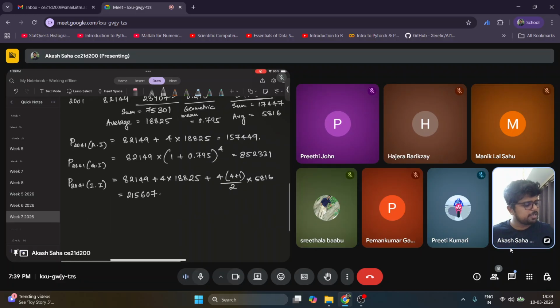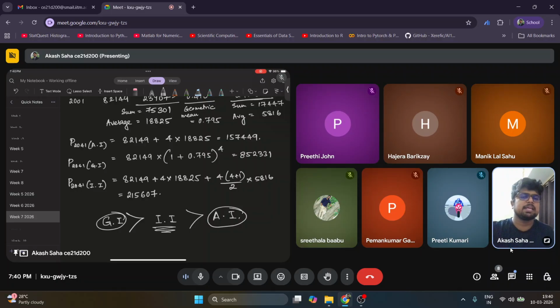Okay. So with the same data, you can predict the population in three different ways. So here you can see the value of the geometric increase is the highest, followed by the incremental increase, followed by the arithmetic increase. So mostly for very fast growing new city, we will use the geometric increase because it will give overestimated values. Whereas for a very stabilized city, which is growing with the same rate, we will go for the arithmetic increase. And if we are not sure whether the decadal increase is positive or negative, something like that, then we will go for the incremental increase.